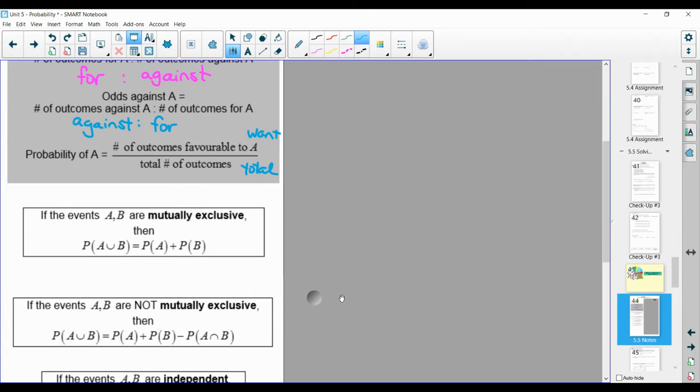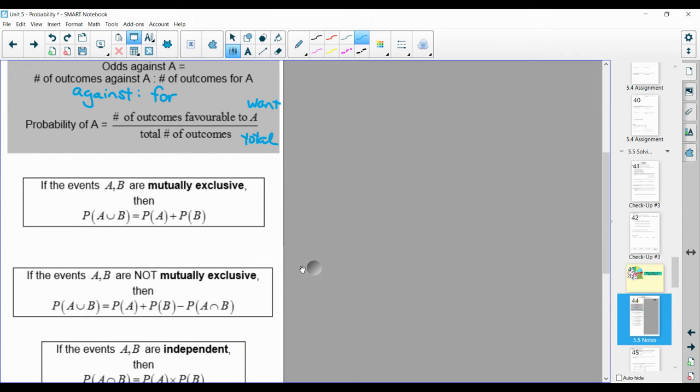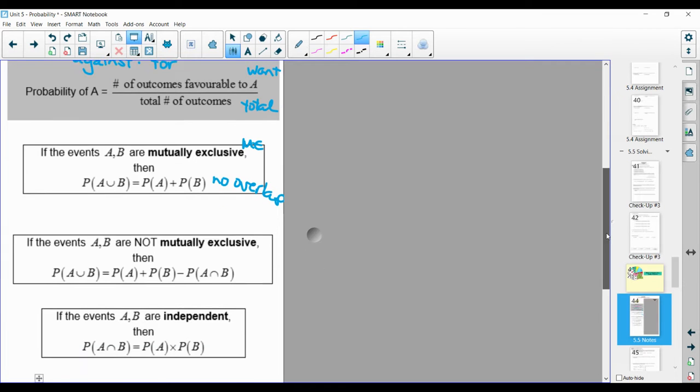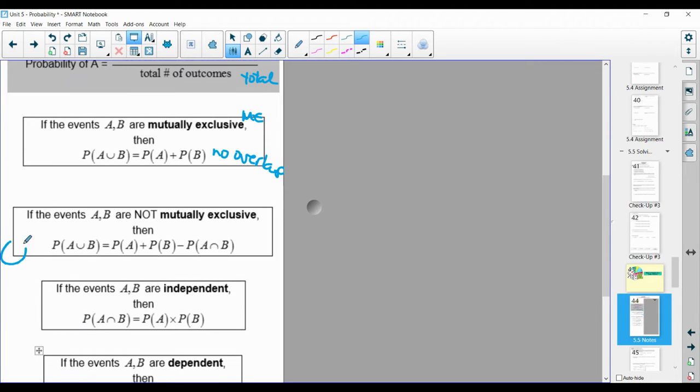Now, if two events are mutually exclusive, we're talking about or. Mutually exclusive means that there is no overlap if we were to create a Venn diagram, so nothing in common. So the probability of A or B would be the probability of A plus the probability of B. If two events are not mutually exclusive, that means if I draw a Venn diagram, there is some type of overlap. So the probability of A or B is the probability of A plus the probability of B minus the overlap, the probability of A and B.